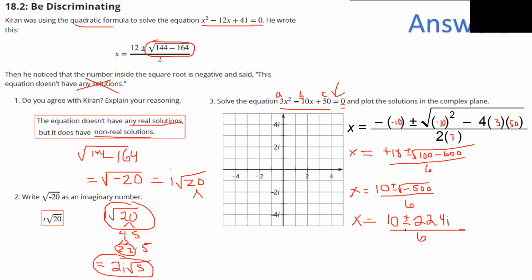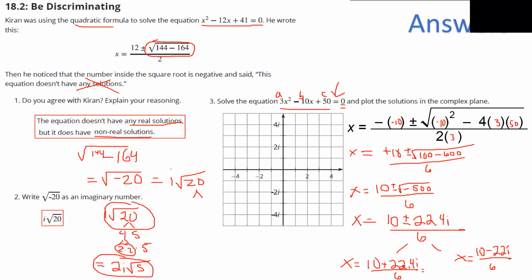Okay, so at this point, because we have a plus or minus solution, we're going to have our two solutions. So the first one's going to say x is equal to 10 plus 22.4i divided by 6. And then our next one's going to say x is equal to 10 minus 22.4i divided by 6. Now, the only way we're going to be able to graph this is if we divide.